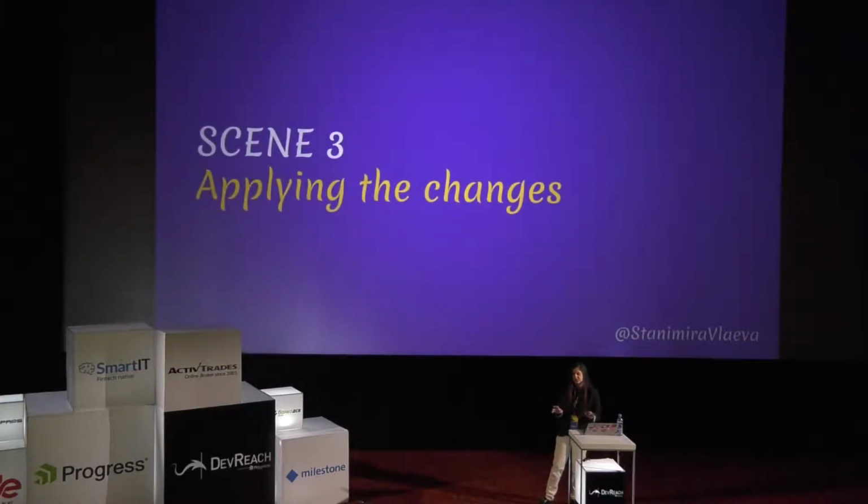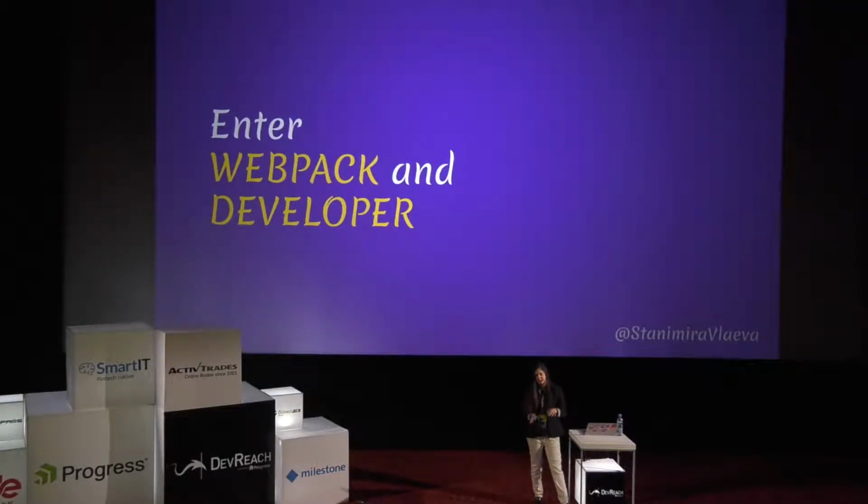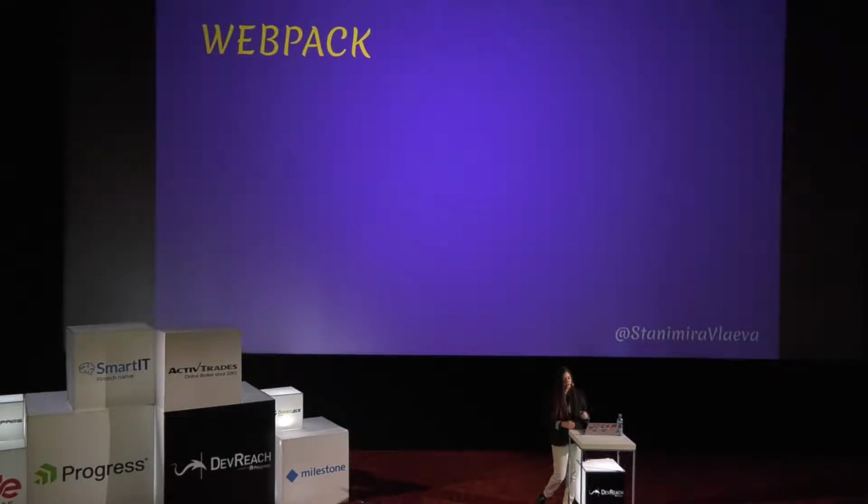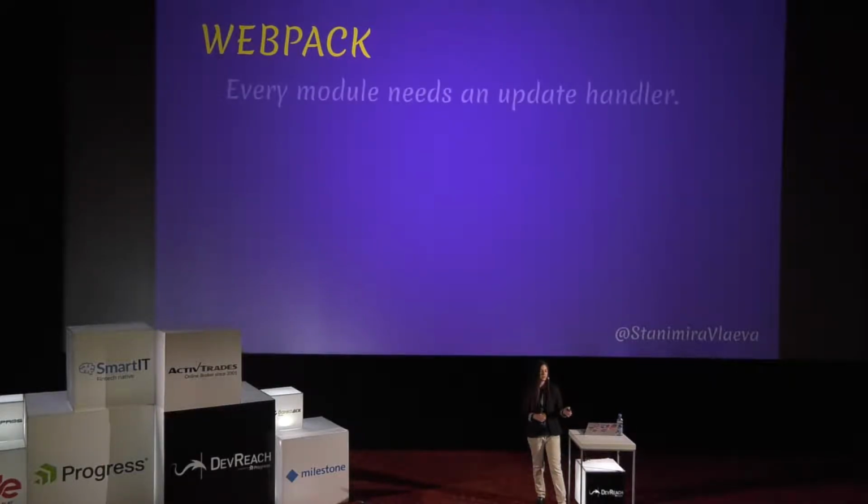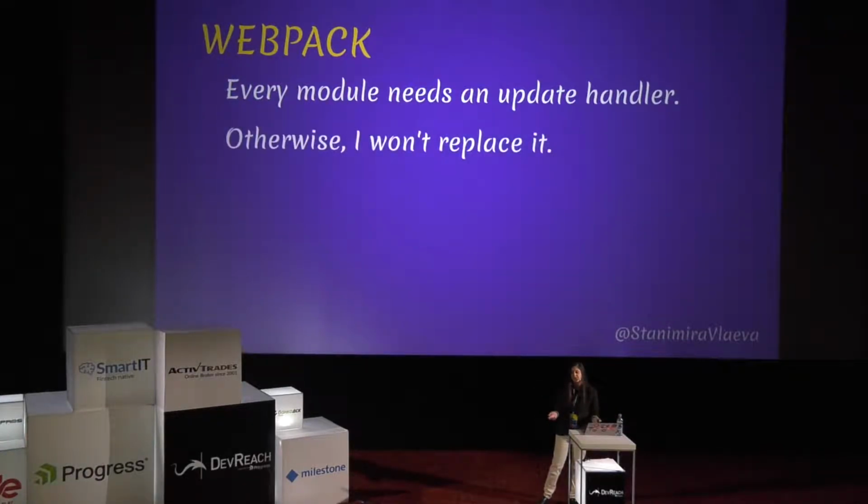So here comes the third scene. I promise it's the last one of this part of the presentation. So here the stage enters Webpack and the developer. Webpack says that every module should have an update handler. And if it doesn't have an update handler, it won't replace it. This is a bit tricky because we should have a fallback mechanism. It's all right if some module doesn't have an update handler. It won't be replaced by Webpack hotly. So we need to handle that and just restart the app. But we need to be aware that such modules can exist.